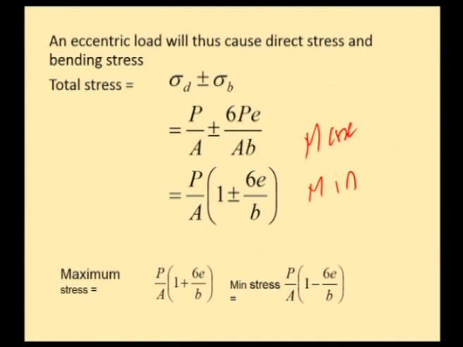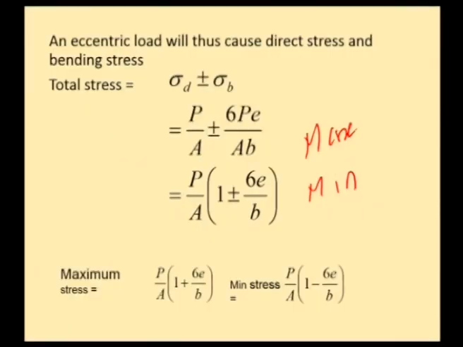So, if we substitute the value for direct stress as P by A plus or minus 6 P e by A b, and take P by A as a common term, it will result in P by A into 1 plus or minus 6 e by b. So, this will give you the relationship for finding the total stress in a column subjected to eccentric loading.